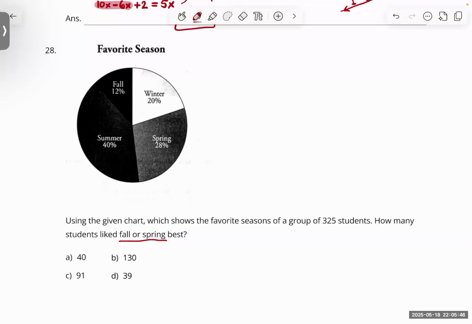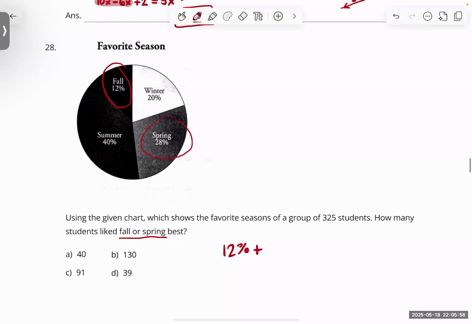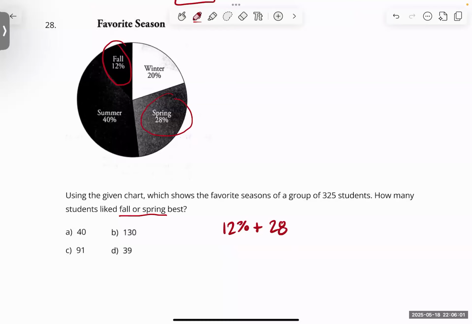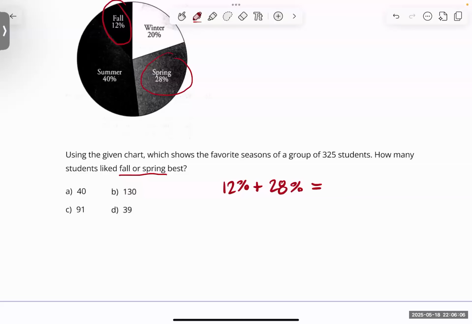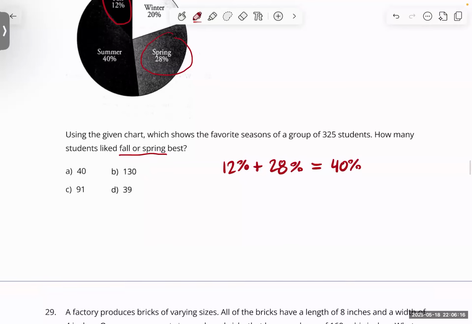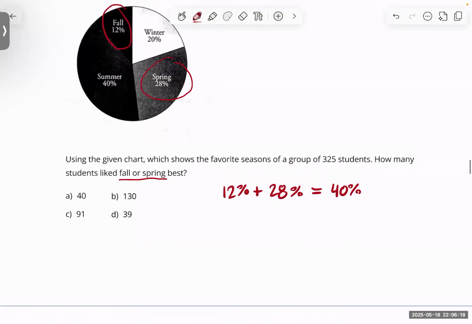So right off the bat, 12% of 325 students liked fall. So 12% plus 28% of those 325 students like spring and fall. 12 plus 28, since these are percents, I can add them together. Do this in your calculator if you must. That's 40%. And it's saying how many students liked it. So we're actually taking 40% of 325.